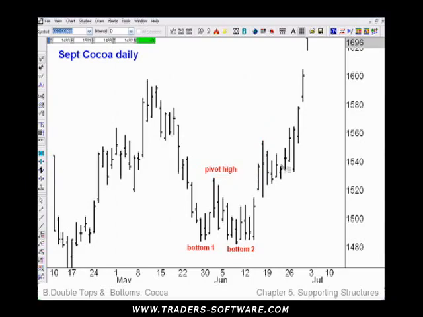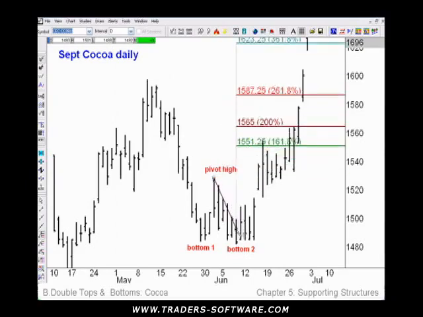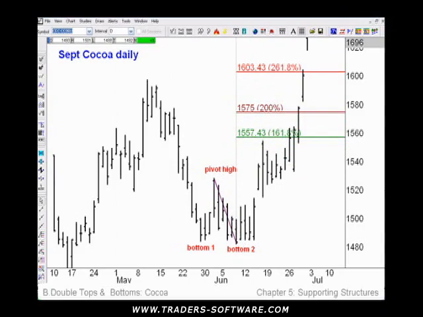So let's do the extensions up from the pivot high down to the second low, and we can see that it has a reaction slightly below the 1.618 extension. It goes through the 200% extension with a lot of gusto, and this bar right here hits the 261% extension with a lot of power, with a gap, and a pretty long bar.